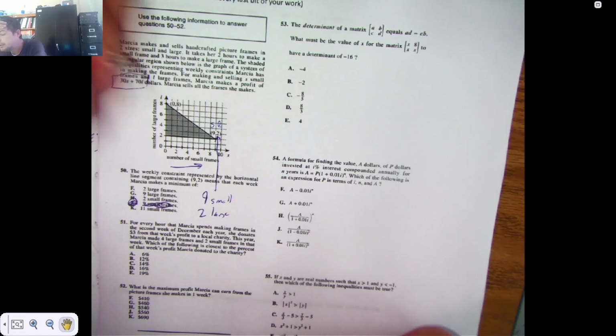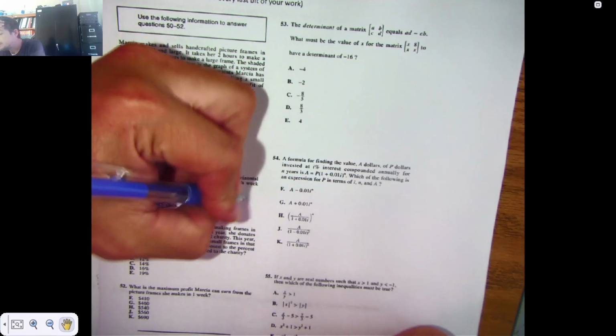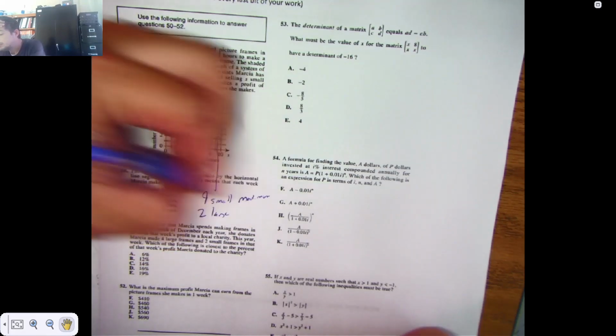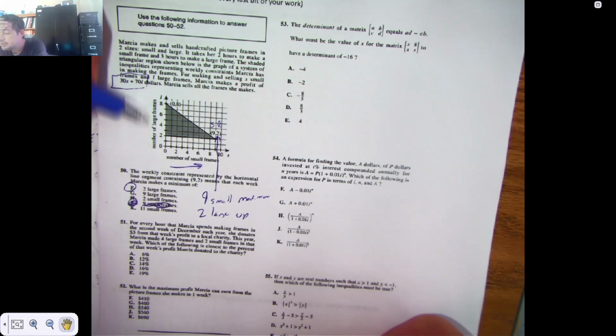Oops, sorry. I got this backwards. Small frames is going right. That's a maximum. Large is going up. That's the minimum. I almost missed that question. I'm glad I hesitated there, because large frames is going up. Like up here, she makes a maximum of 8. She's going to make a minimum of 2.